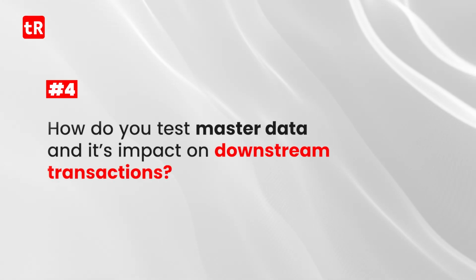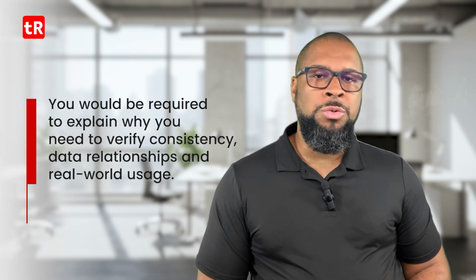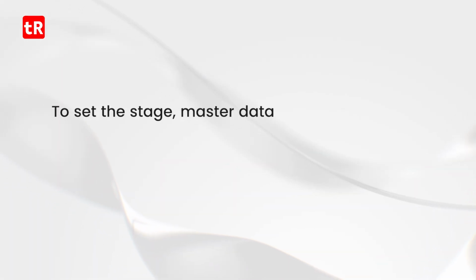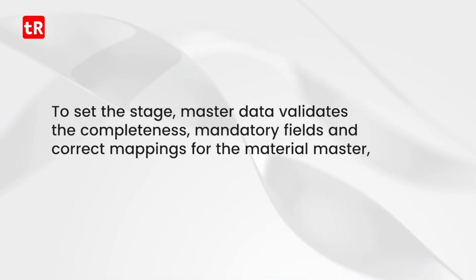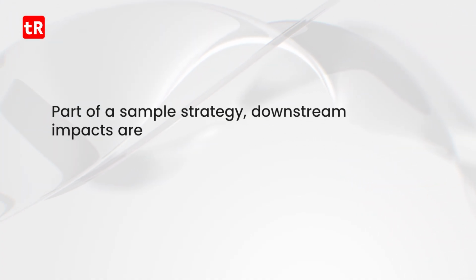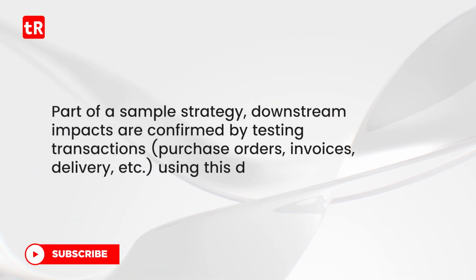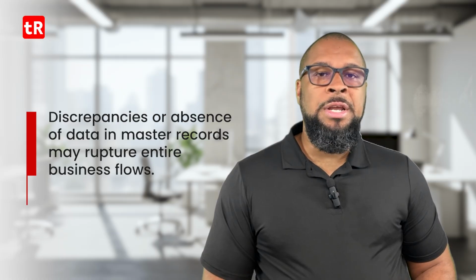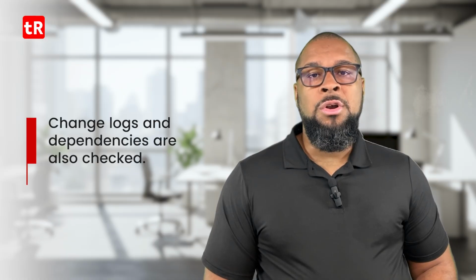Moving on to question 4. How do you test master data and its impact on downstream transactions? You would be required to explain why you need to verify consistency, data relationships, and real-world usage. To set the stage, master data validates the completeness, mandatory fields, and correct mappings for the material master, vendor, customer, etc. Part of a sample strategy, downstream impacts are confirmed by testing transactions, purchase orders, invoices, delivery, etc., using this data. Discrepancies or absence of data in the master records may rupture entire business flows. Change logs and dependencies are also checked.